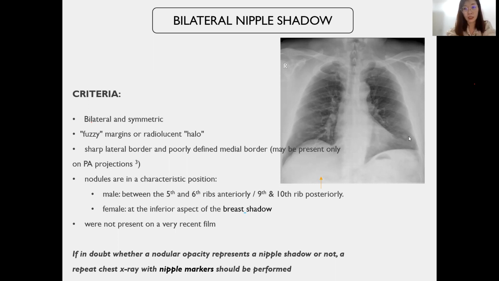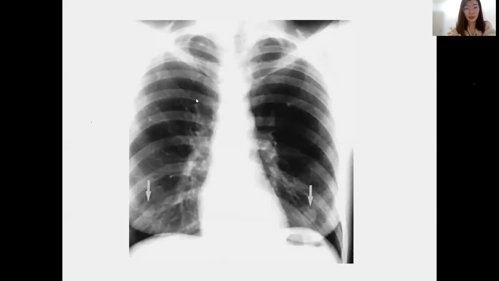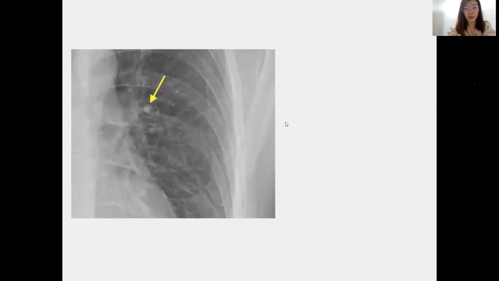So it's easy for us to diagnose when there are symmetrical nodules at both lower zones. Always remember the medial border is fuzzy if there's a nipple shadow. Again, this is an example X-ray showing nipple shadows, symmetrical, bilateral, in both lower zones here.